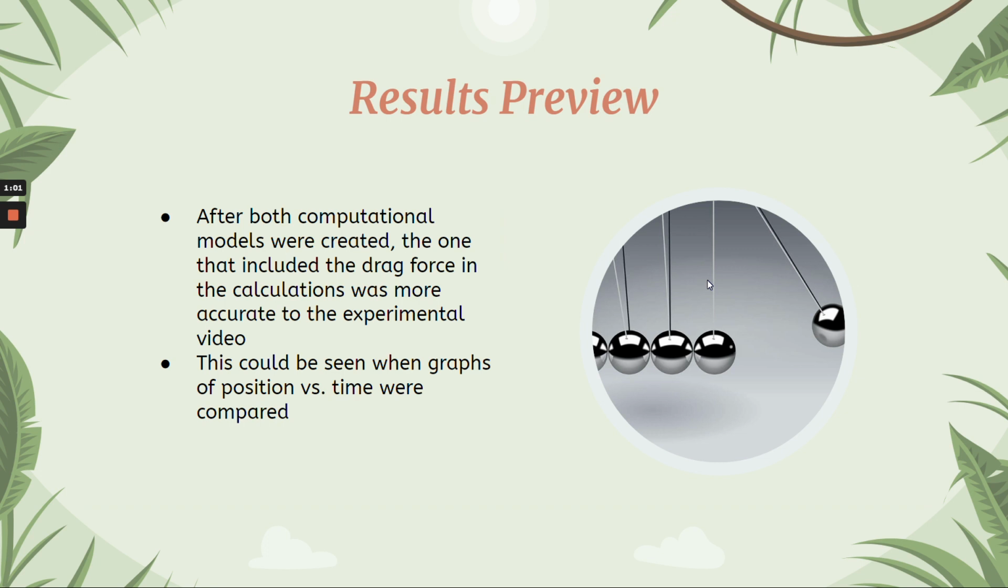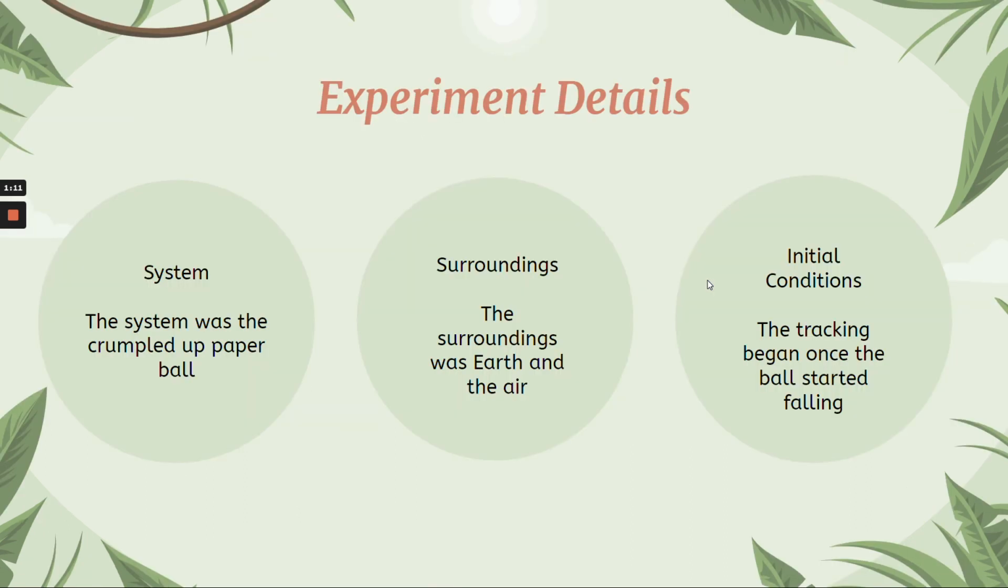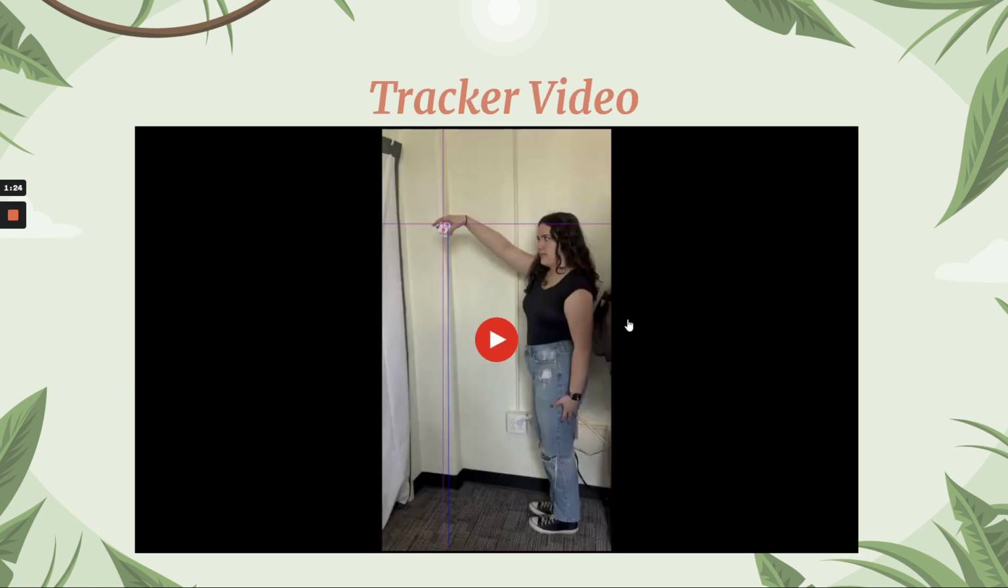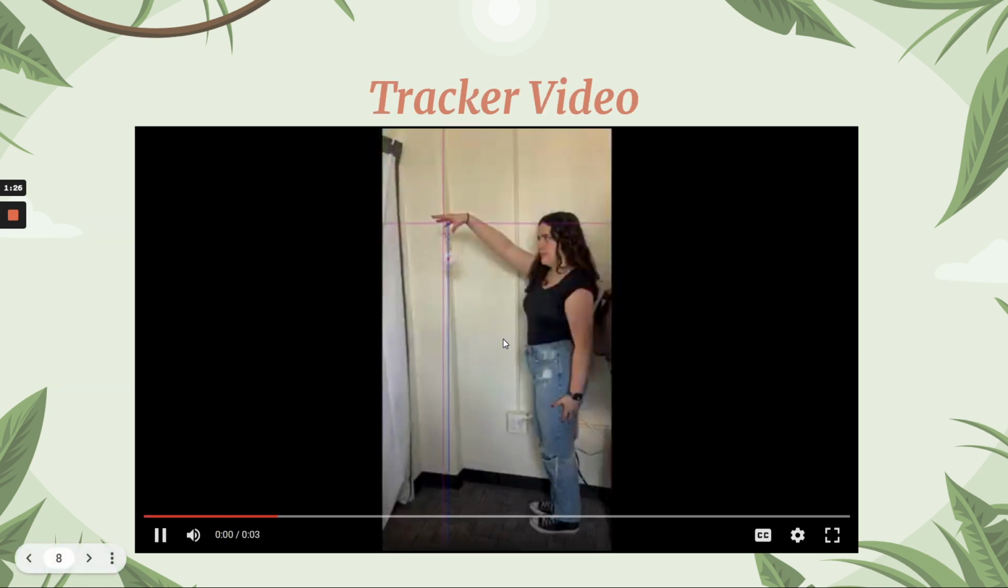So then for a preview of the results, after both computational models were created, the one that included the drag force in the calculations was more accurate to the experimental video, and this could be seen when graphs of position versus time were compared. So for the experimental model, the system was a crumpled up paper ball. The surroundings were earth and the air, and for the initial conditions, I made sure that the tracking with Tracker began only once the ball actually started falling. So then here is the Tracker video, slowed down slightly.